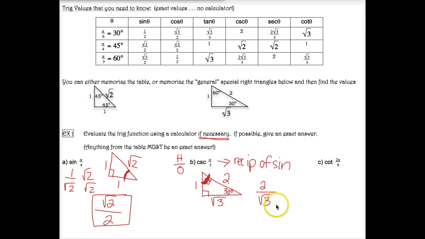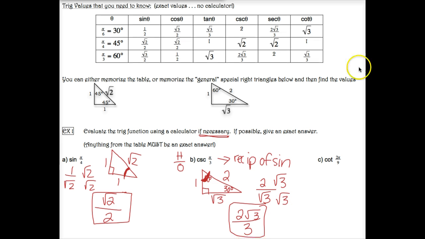Again, you have to put it in exact simplest radical and fraction form, so I need to rationalize here. On top, that gives me 2 radical 3. On bottom, it just gives me a plain 3. So 2 radical 3 over 3 would be my cosecant of pi over 3.